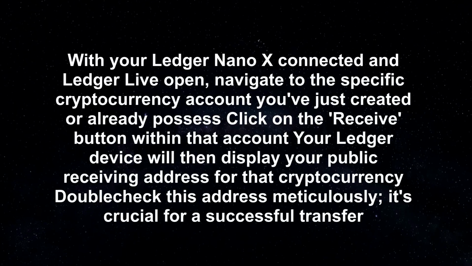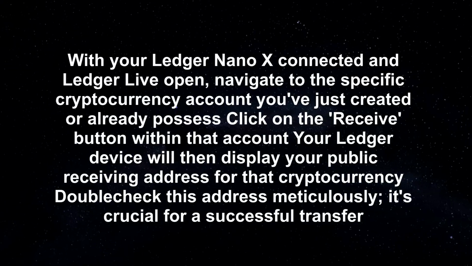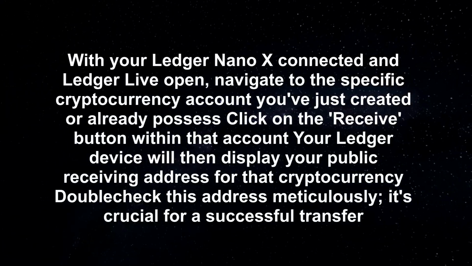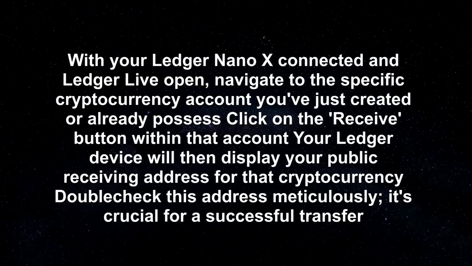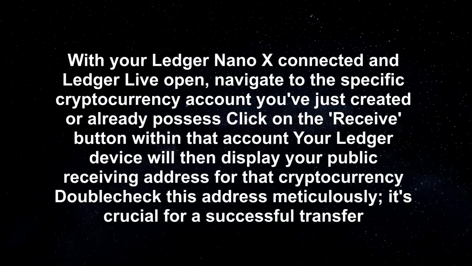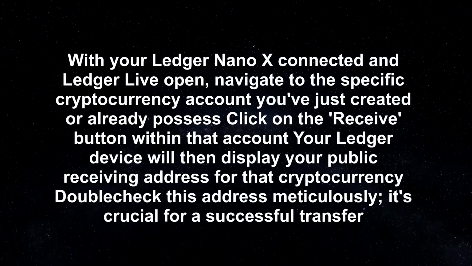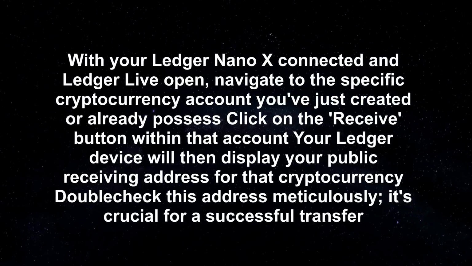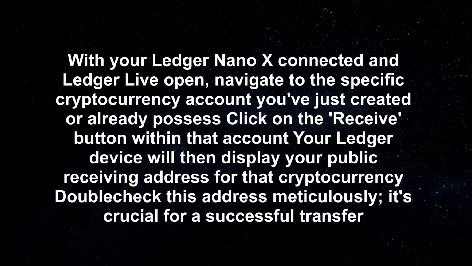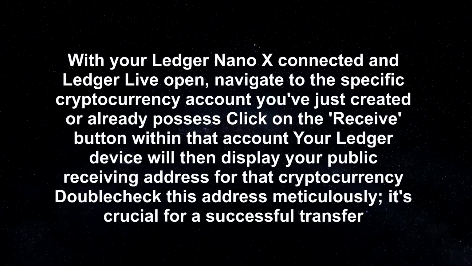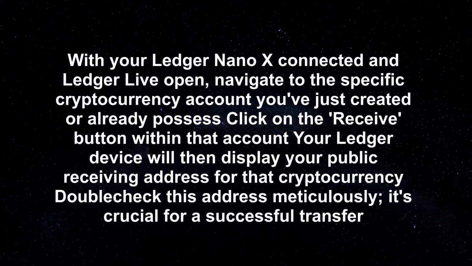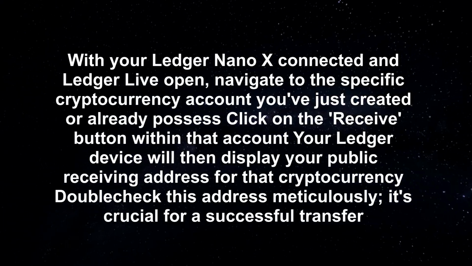With your Ledger Nano X connected and Ledger Live open, navigate to the specific cryptocurrency account you've just created or already possess. Click on the Receive button within that account. Your Ledger device will then display your public receiving address for that cryptocurrency. Double-check this address meticulously. It's crucial for a successful transfer.